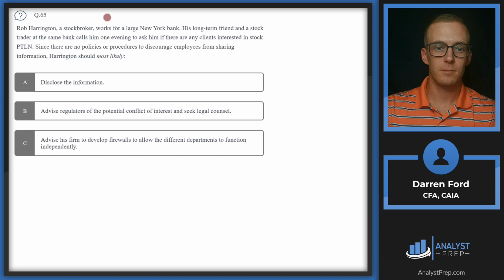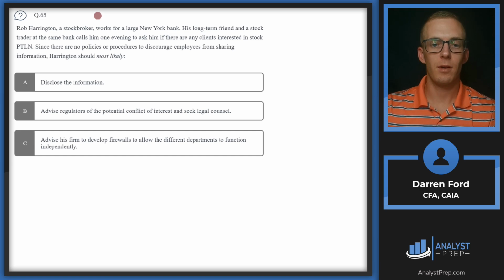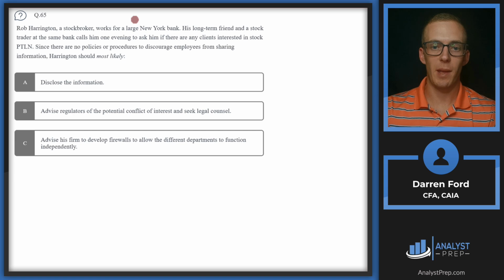Answer C. Question 65. Rob Harrington, a stockbroker, works for a large New York bank. His long-term friend and a stock trader at the same bank calls him one evening to ask him if there are any clients interested in stock PTLN. Since there are no policies or procedures to discourage employees from sharing information, Harrington should most likely.